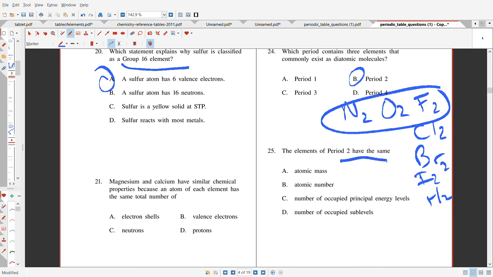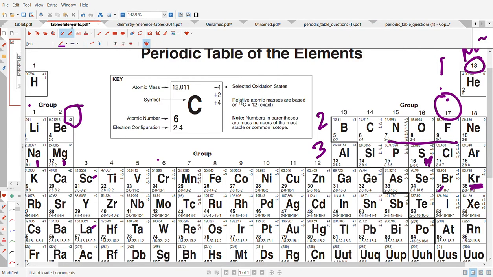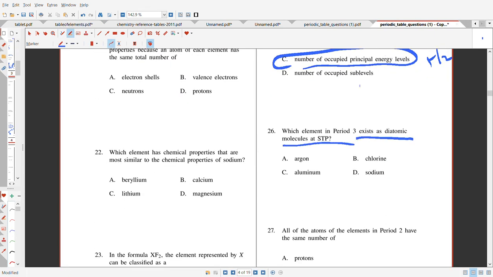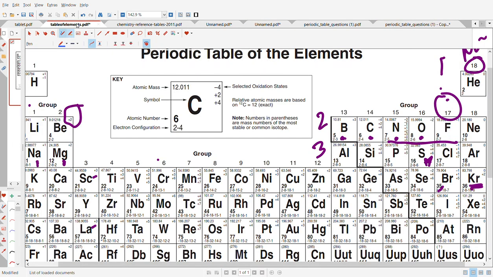What do period 2 elements have? The same number of occupied principal energy levels, because they're all filling the second shell. And if we look at that, you see how period 2 has 2-3, 2-4, 2-5, 2-6. So it's filling that second shell. And then, which element in period 3 is diatomic? Well, chlorine is diatomic. Let me make sure that chlorine's in period 3. Yeah, 1, 2, 3 right here. So you have to memorize that.